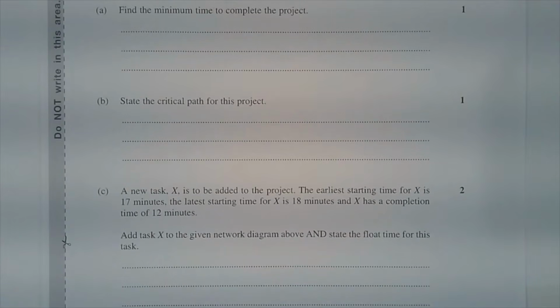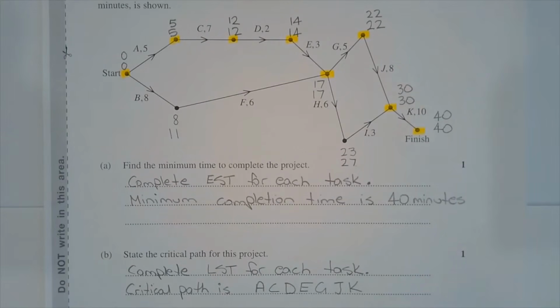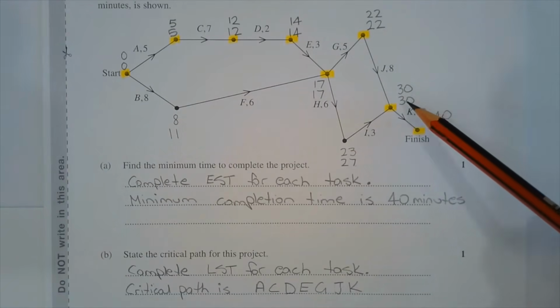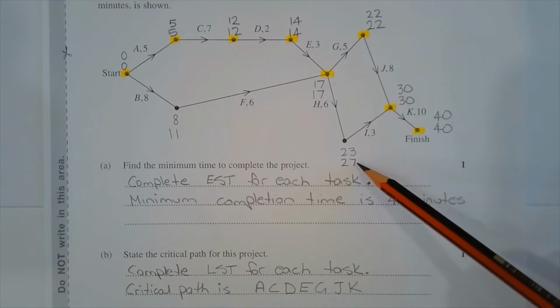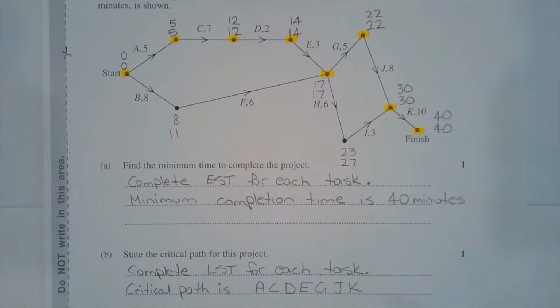Part B. State the critical path for this project. The critical path for this project may be found by completing the latest start time, or LST, for each task. Starting from the finish and working backwards, from the 40-minute mark, subtracting 10, we get 30. 30 minus 8 is 22. 30 minus 3 is 27. Now, when there are two ways to get to a vertex, we write the lower of the two numbers. So it's the opposite of finding the EST for each task.